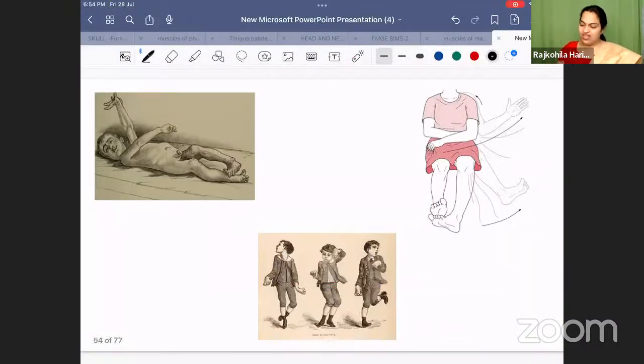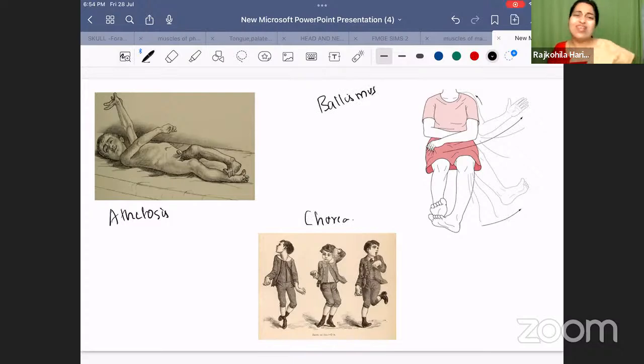These pictures I took from Wikipedia only, right? So ABC: athetosis, ballismus, and chorea. All these are involuntary movements, right? Next point, you should know which part of the body is affected in each one. So athetosis is going to typically involve the distal extremities, right?